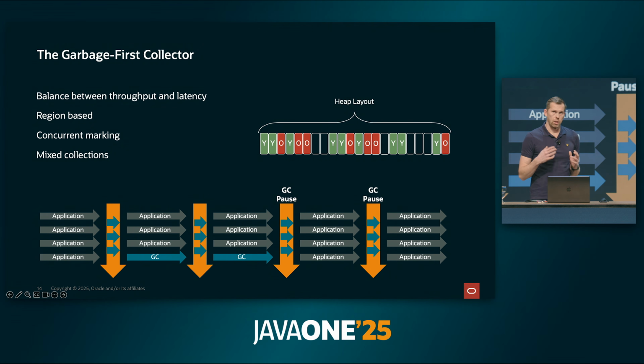Those collections collect the young generation and a set of old generation regions in a GC pause. And doing multiple mixed collections in a row, we're able to collect the whole old generation without doing it in a single pause.